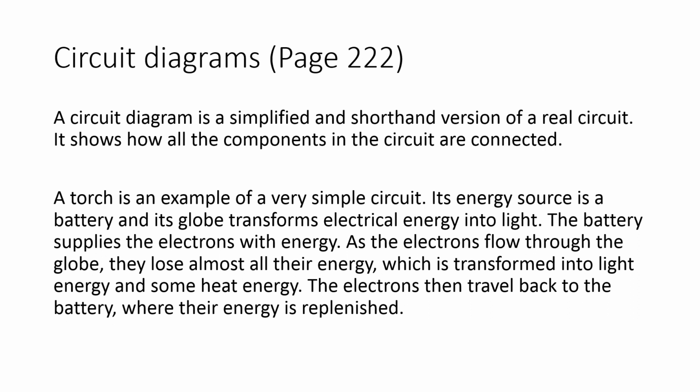So circuit diagrams: a circuit diagram is a simplified and shorthand version of a real circuit. It shows how all the components in the circuit are connected. A torch is an example of a very simple circuit. Its energy source is a battery and its globe transfers electrical energy into light. The battery supplies the electrons with energy. As the electrons flow through the globe, they lose almost all their energy, which is transformed into light energy and some heat energy. The electrons then travel back to the battery where their energy is replenished.